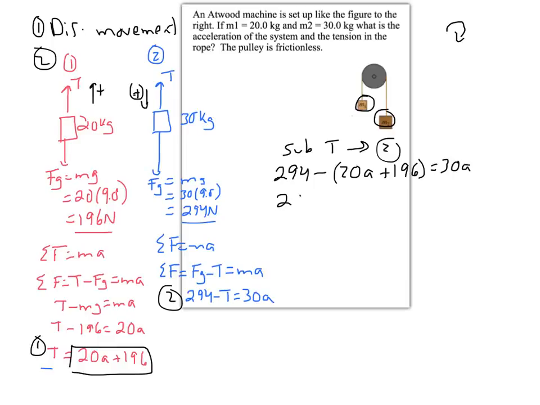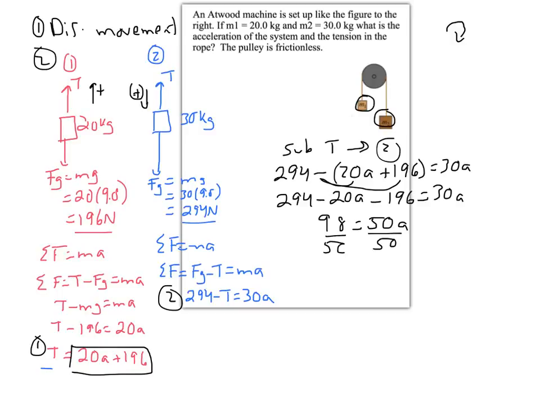Simplify this a little bit, expand it out. 294 minus 20A, because that minus you need to multiply through by there and by there, so minus 196 equals 30A. We can simplify further. We get 98 on the left-hand side. We get 50A on the right-hand side. Divide each side by 50, and we get A equals 1.96 meters per second squared in the clockwise direction.